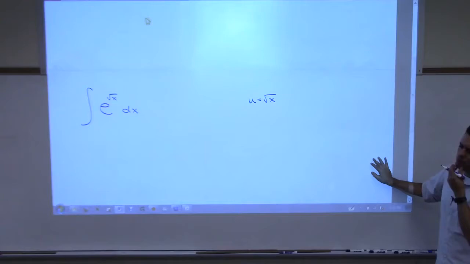So here's an example. I'm going to start with not the one that I just had up there. I'm going to make up another one. There's one like this in the book. It's theta cubed cosine theta squared d theta. So we're using theta instead of x. Big deal, right?